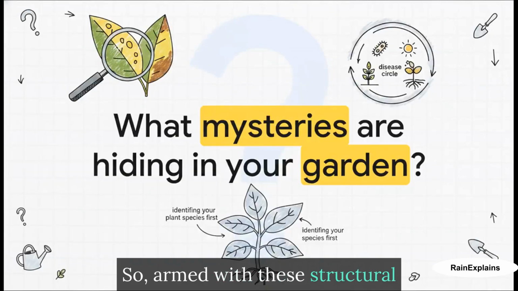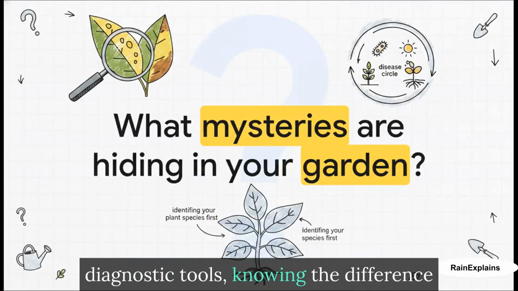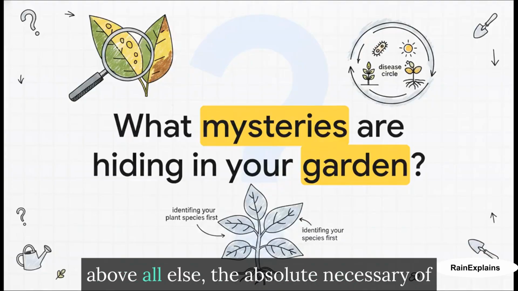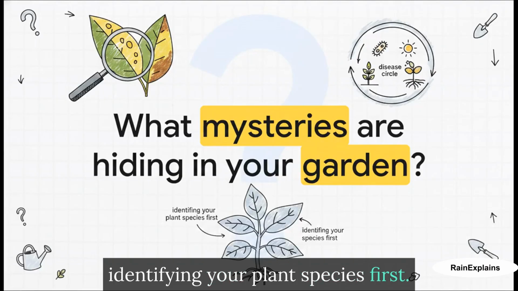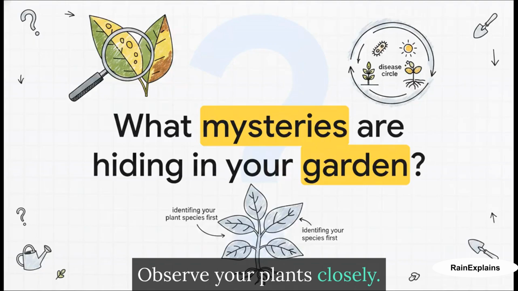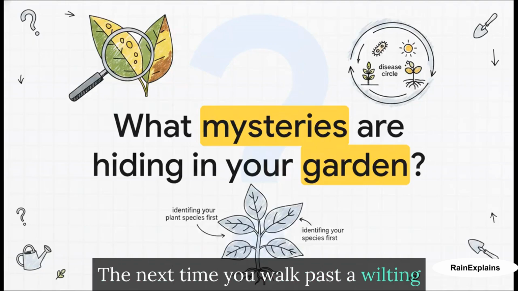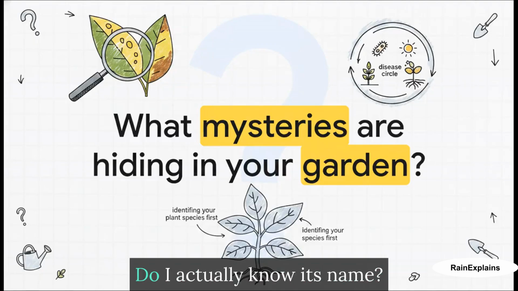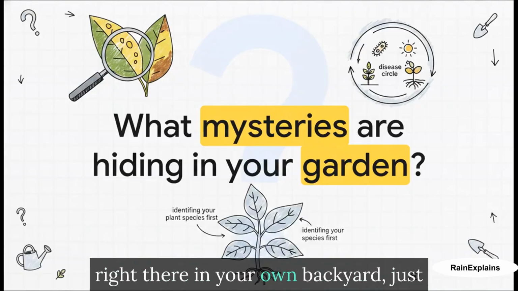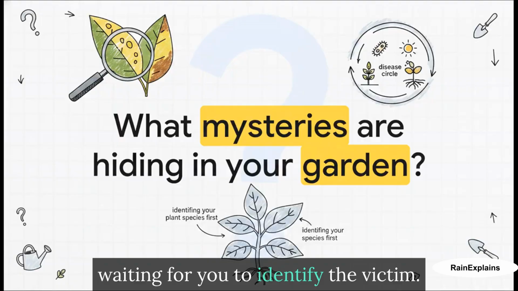So, armed with these structural diagnostic tools, knowing the difference between a sign and a symptom, understanding the disease circle, and above all else, the absolute necessity of identifying your plant species first, I really encourage you to just step outside, observe your plants closely. The next time you walk past a wilting plant, stop and ask yourself, do I actually know its name? What botanical mysteries are hiding right there in your own backyard, just waiting for you to identify the victim?